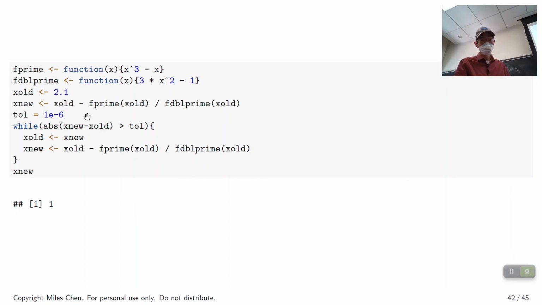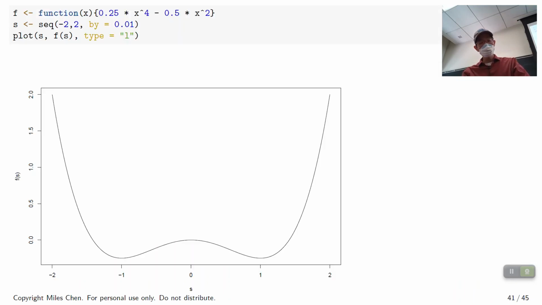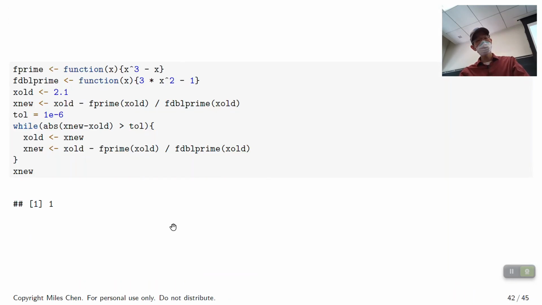And we're going to take x old minus f prime of x old divided by f double prime of x old. That's going to be our x new. That goes into our while loop. Starting at 2.1, I run this, and it says your root is at 1. And that's going to be where the derivative is equal to 0. And indeed, that corresponds to a local minimum.